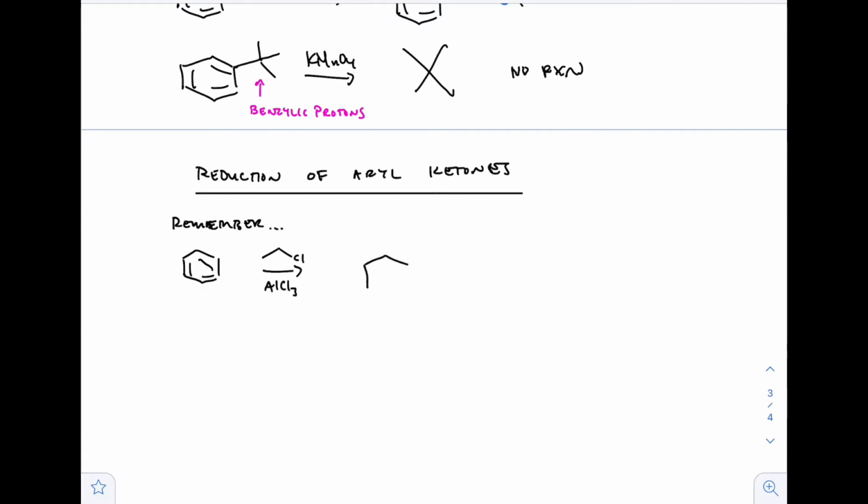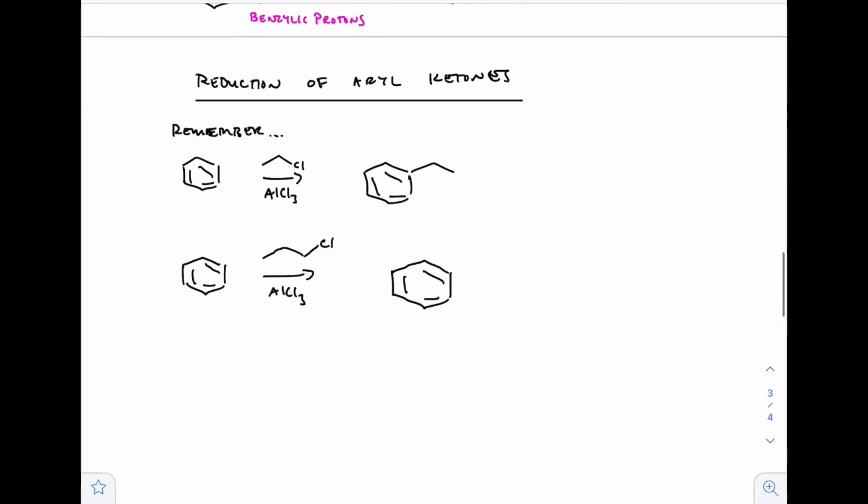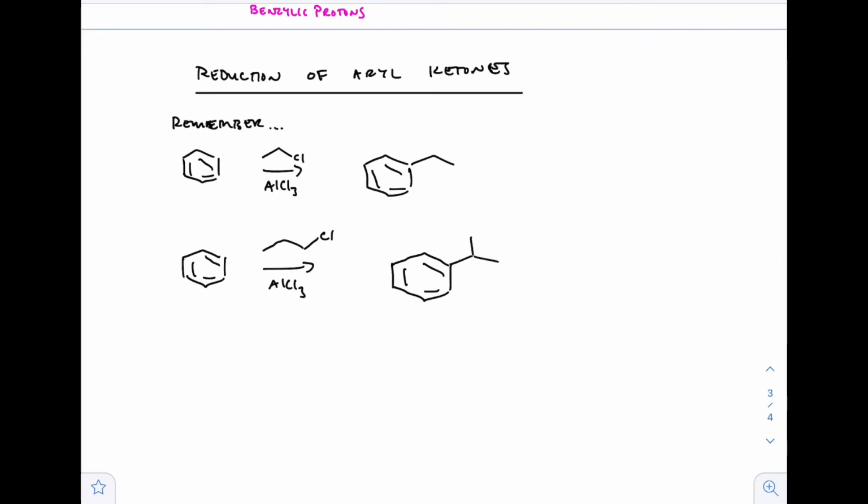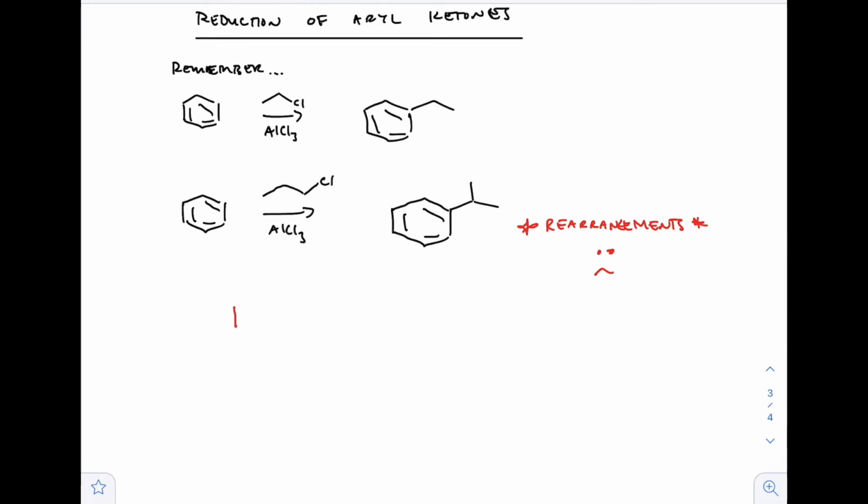So if we did Friedel-Crafts alkylation with the chloroethane, we easily got that ethylbenzene, right? But remember when we did Friedel-Crafts alkylation with the chloropropane, it underwent a rearrangement and we ended up with isopropylbenzene, right? So this rearrangement, that's a bummer. That's definitely one of the limitations of Friedel-Crafts alkylation because we can't get linear chains greater than ethyl.